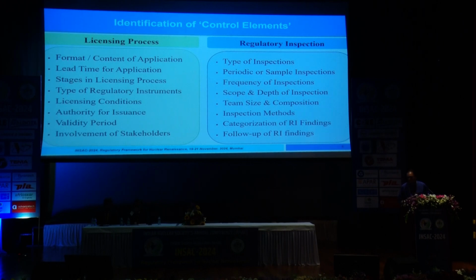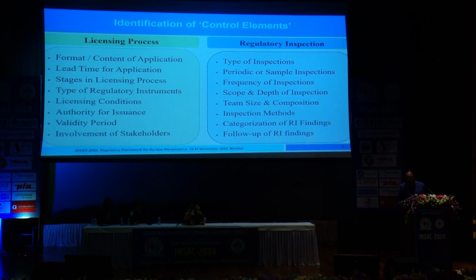Then another control element could be periodic or sample. For all facilities, it may not be in the same fashion. Even if it is periodic for many, the frequency may change. Then the frequency of inspection, the scope and depth, team sizing, composition, inspection method, and even for the outcomes, as I said earlier, graded approach is required. These are the control elements which we need to control.